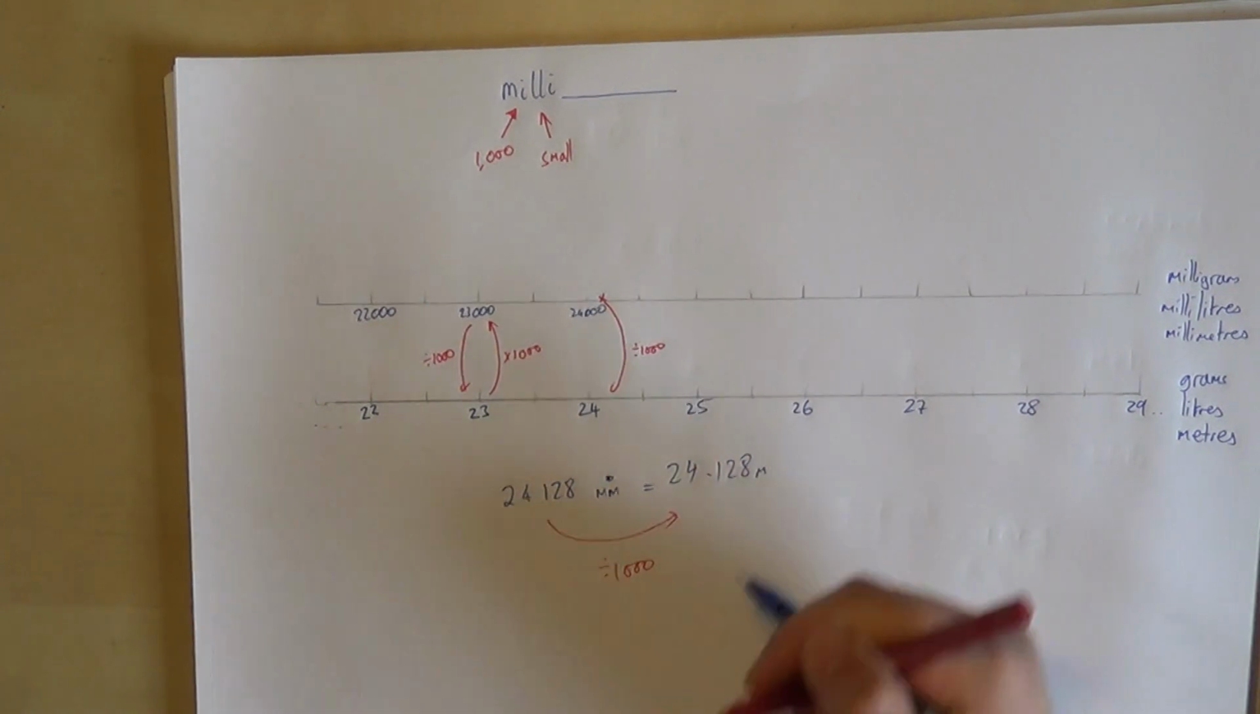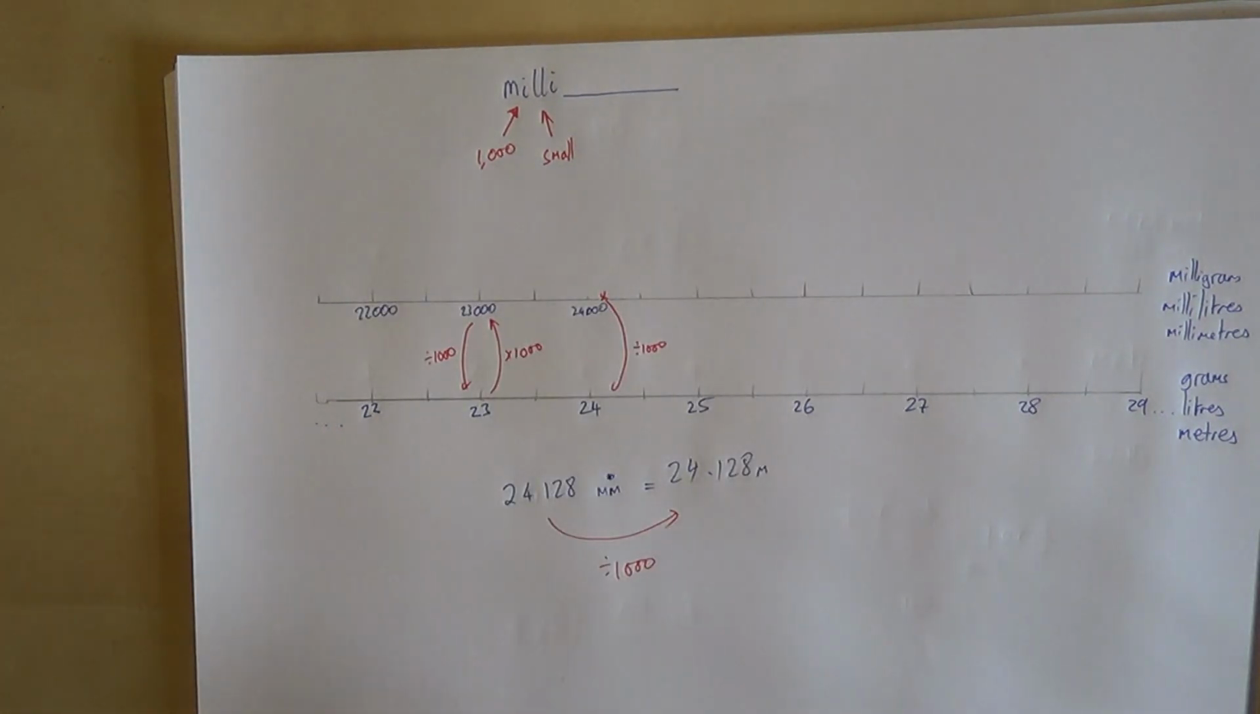24.128 meters. So the tricky bit, or the new bit, is deciding whether to multiply or divide by. Do we multiply or do we divide?